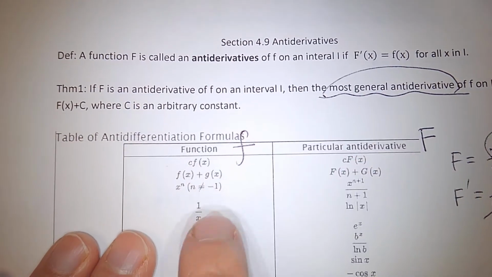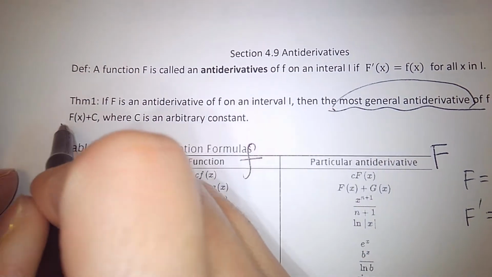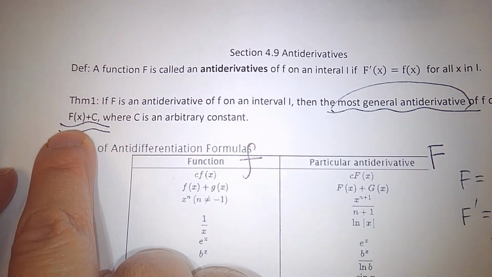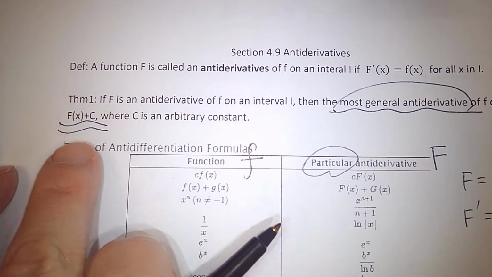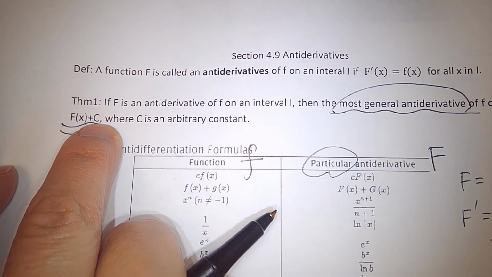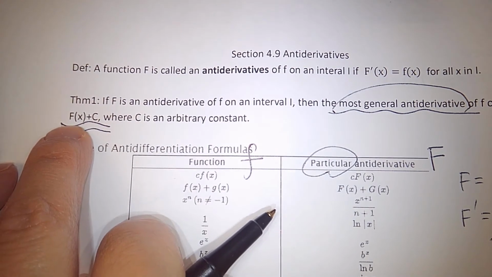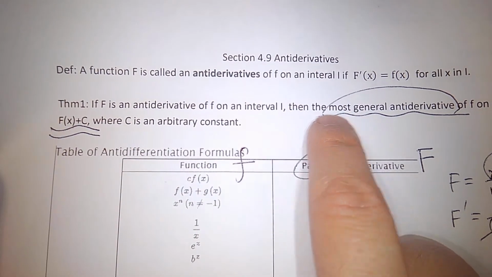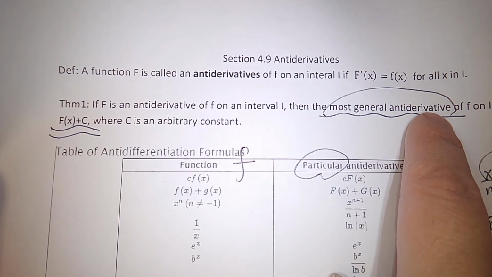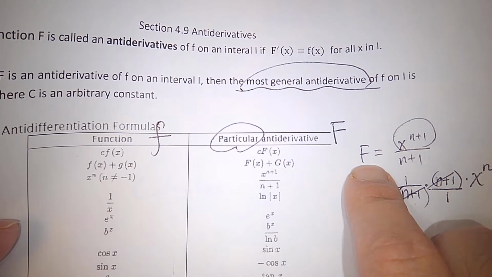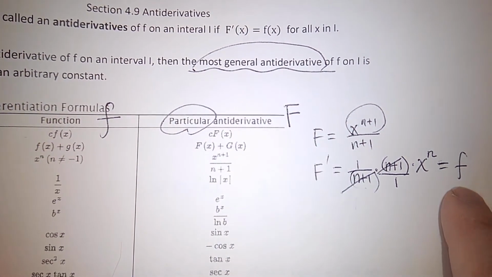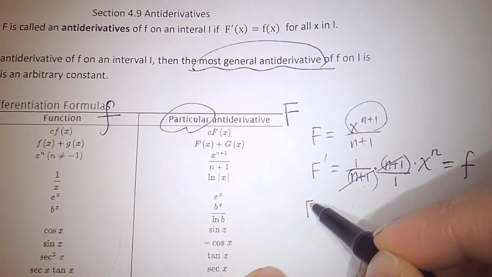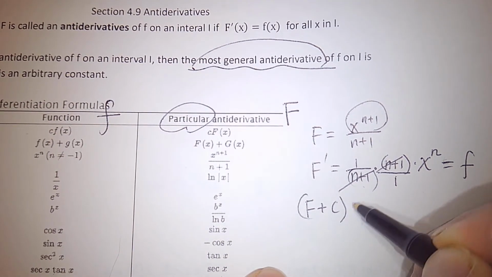Okay, and then once we find capital F, which is called a particular antiderivative, and we add a constant c to this particular antiderivative, it will give us the most general antiderivative. Why? Because not only does capital F's derivative equal lowercase f, how about the derivative of capital F plus the constant c?